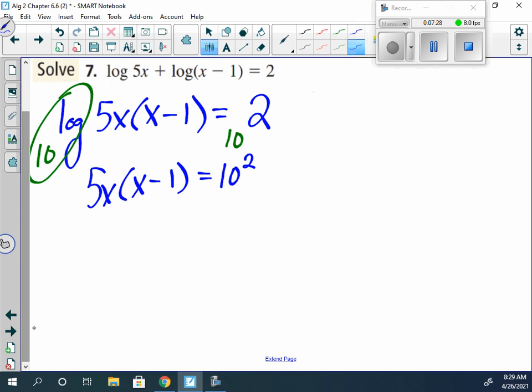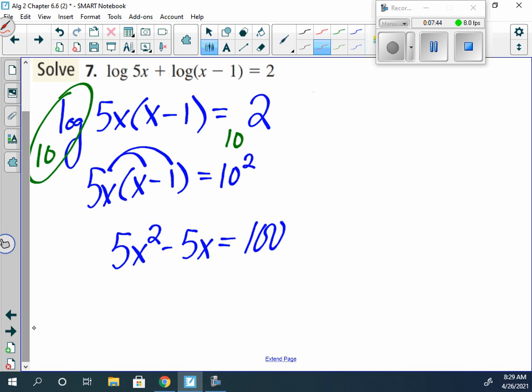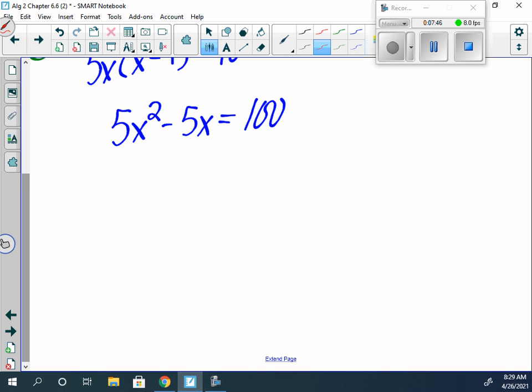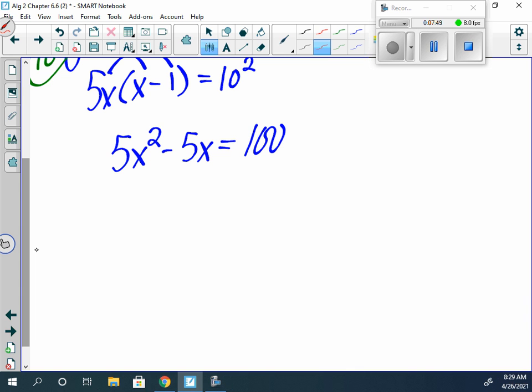We can distribute. 5x times x is 5x squared. 5x times negative 1 is negative 5x, is equal to 100. What can we do next? We can subtract the 100.